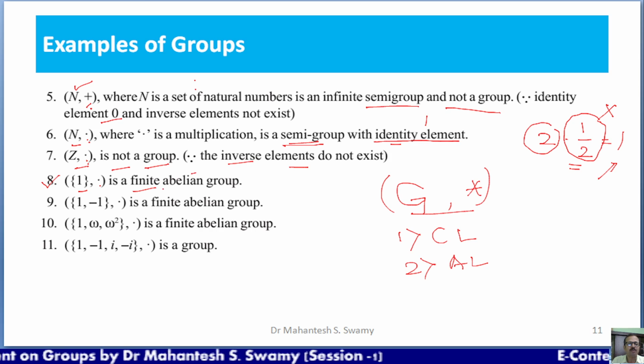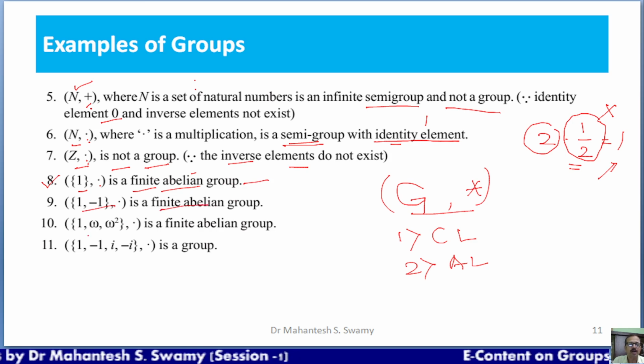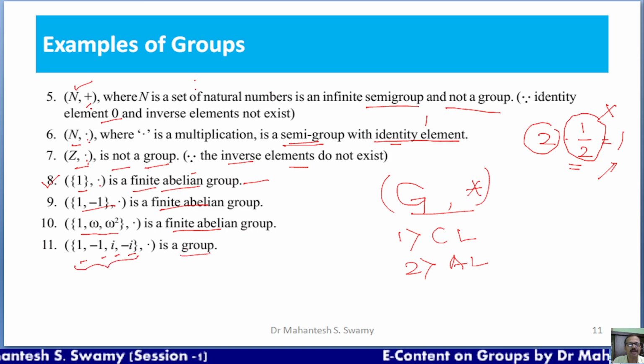And it is satisfying one more property, that is 1 into 1 is equal to 1 into 1, that is AB equal to BA. That type of property is also satisfied. Therefore, it is now an abelian group, particularly a finite abelian group. And this is also forming a finite abelian group. And this {1, omega, omega square} is again a finite abelian group. And {1, -1, i, -i}, the set containing 4 elements, is again a finite group.